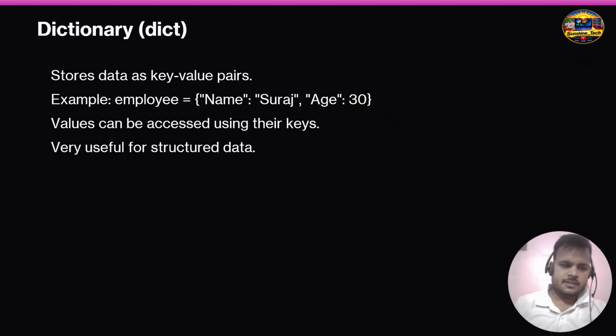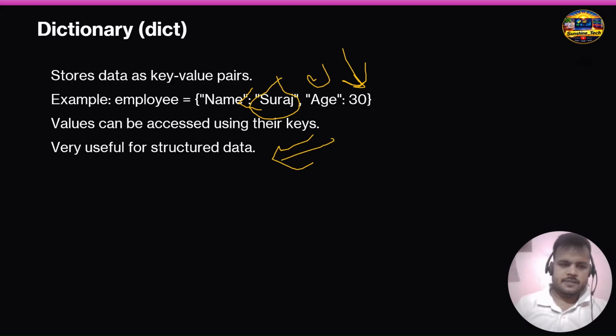Next we have a dictionary. A dictionary basically stores data as key-value pairs, like your employee name. You can see here we have name, which is the column, and the data is Suraj. Age is the column, and the data is 30. We can store like this in a dictionary. Values can be accessed using their key. Very useful for structured data.